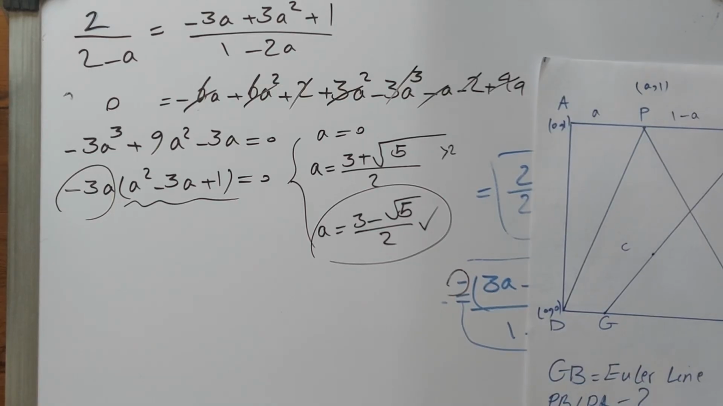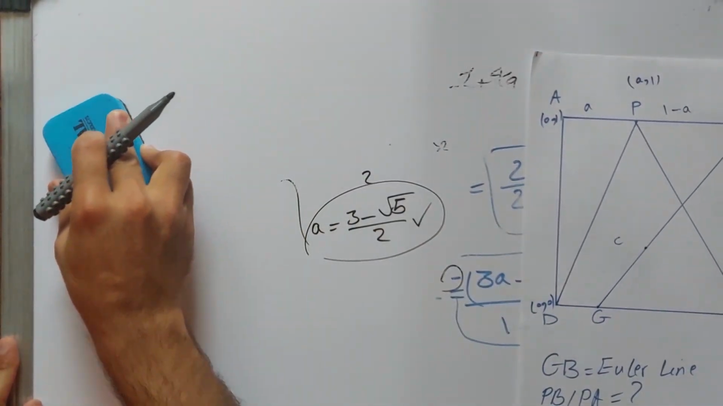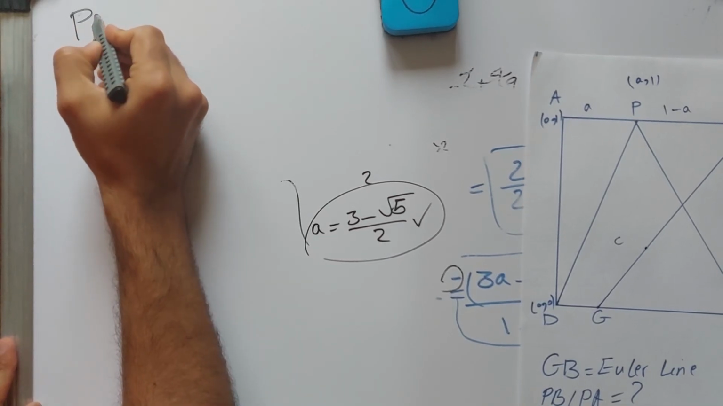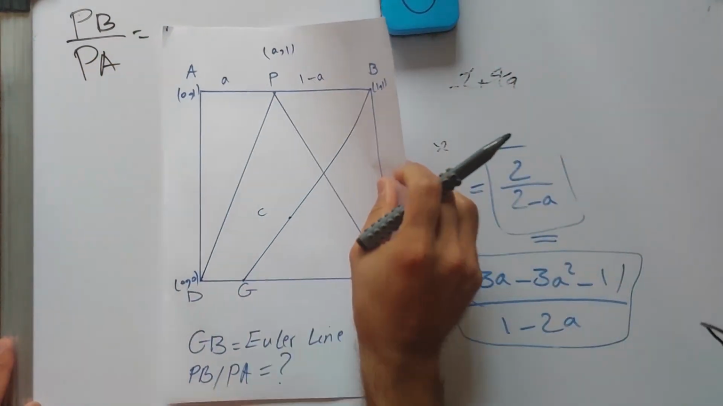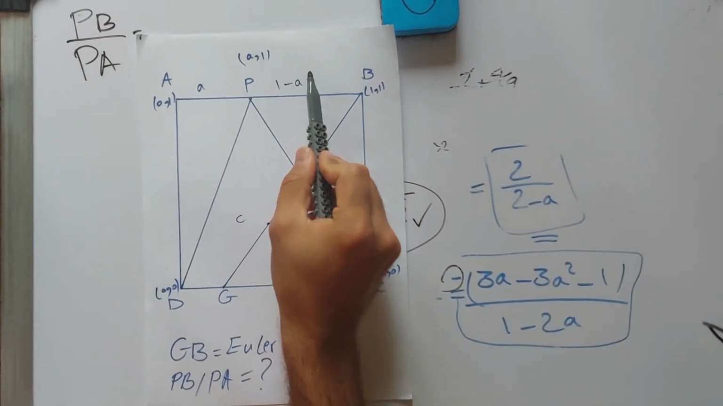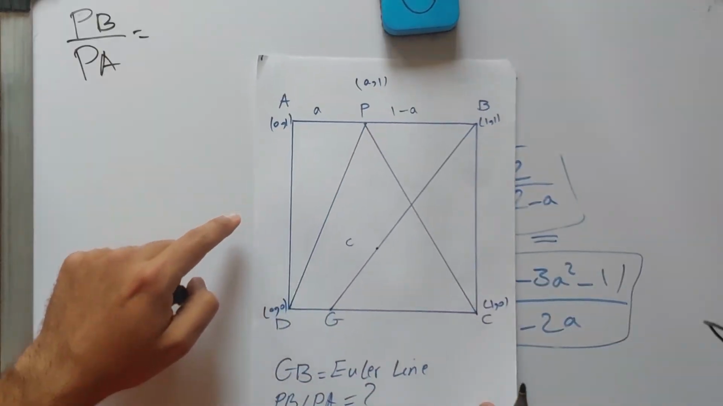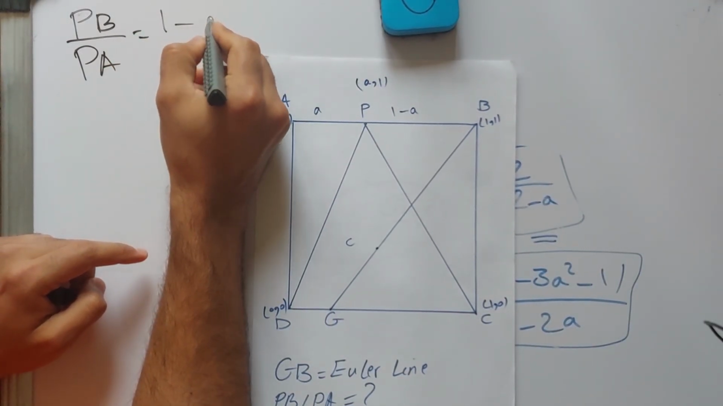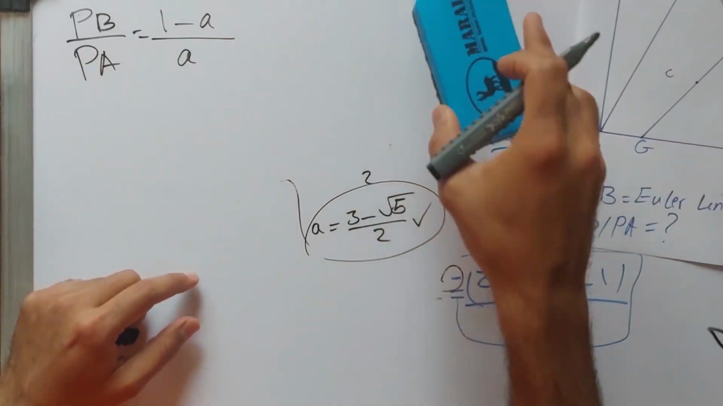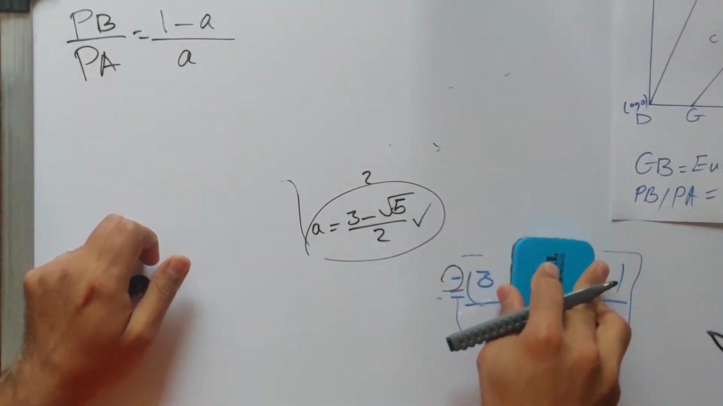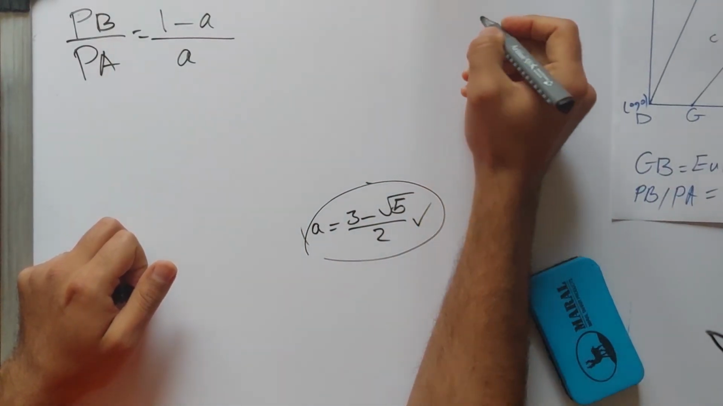Now our final step is to calculate PB over PA, right? So according to the question, we need PB over PA, or this segment. So this segment, PB, is 1 minus A over A. So we have our A here. So let me erase the whiteboard one last time, hopefully. So let me write it down here.